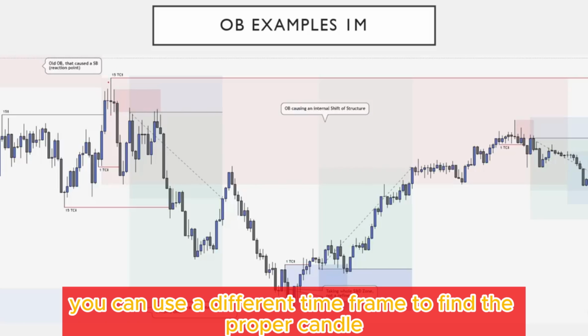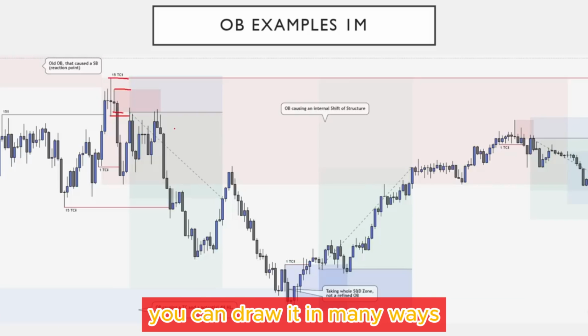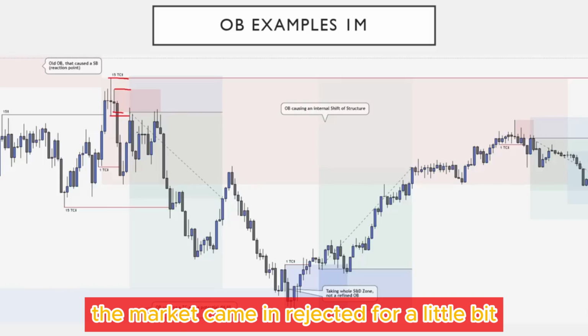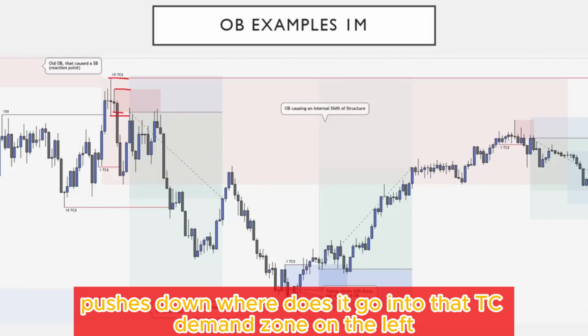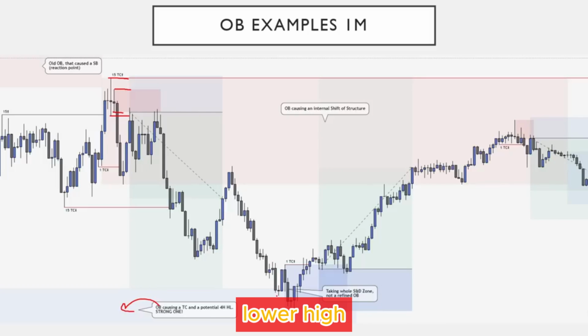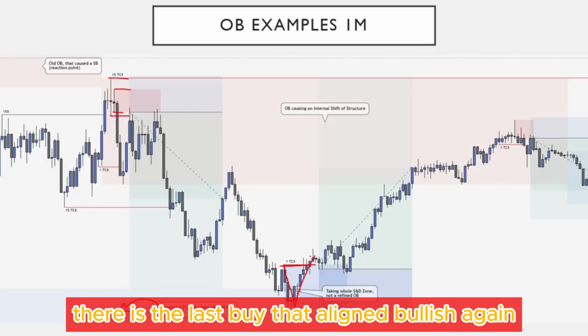Again, in this time frame, you can use a different time frame to find the proper candle. You can draw it like this. You can draw it in many ways. What's important is that you understand the psychology behind it. The market came in, rejected for a little bit, pushed down, pulls back, pushes down. Where does it go? Into that TC demand zone on the left. That is a strong one. Taps inside, lower low, lower high, lower low, lower high, lower low, aligns bullish. There is the last sell. There is the last buy that aligned bullish.